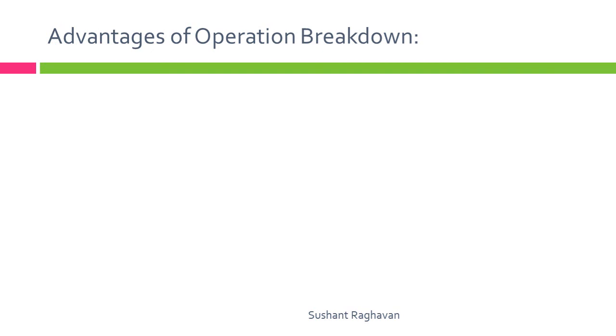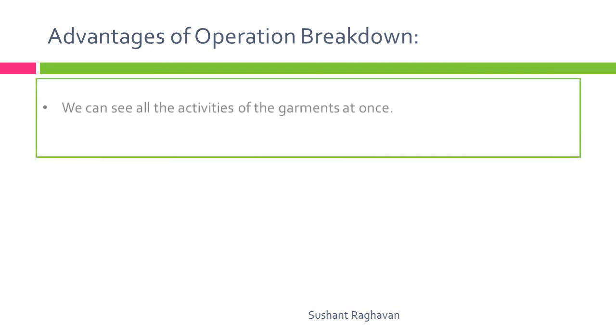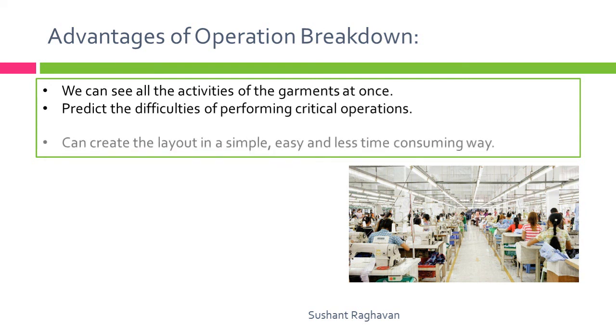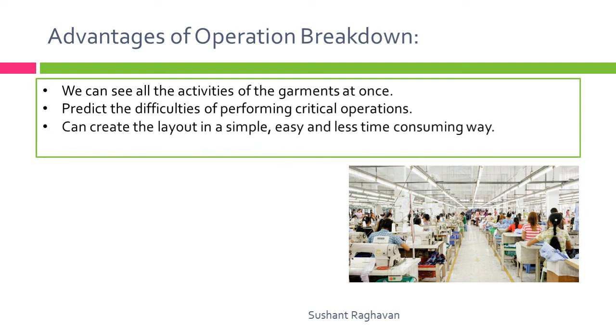Advantages of operation breakdown. We can see all activities of the garment at once. We can predict the difficulties of performing critical operations. We can create the layout in a simple, easy and less time consuming way. We can easily choose the right operator for the right process.